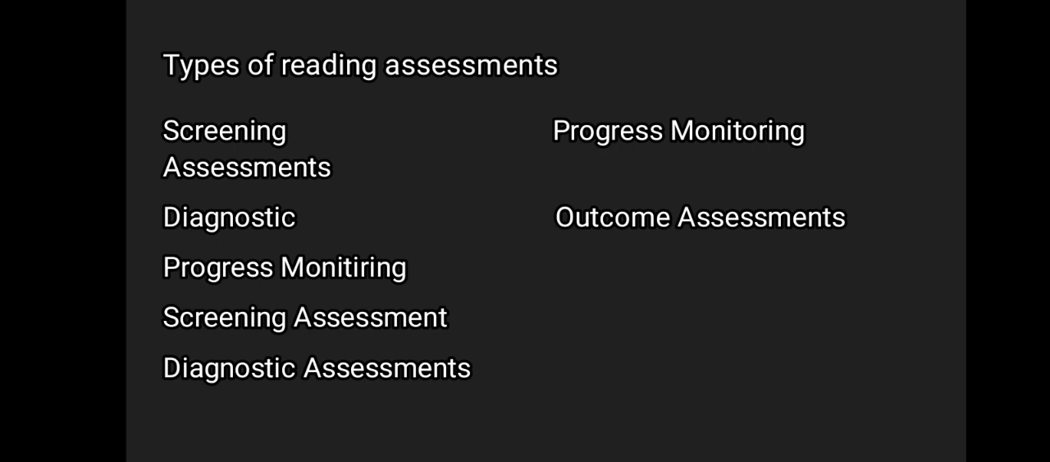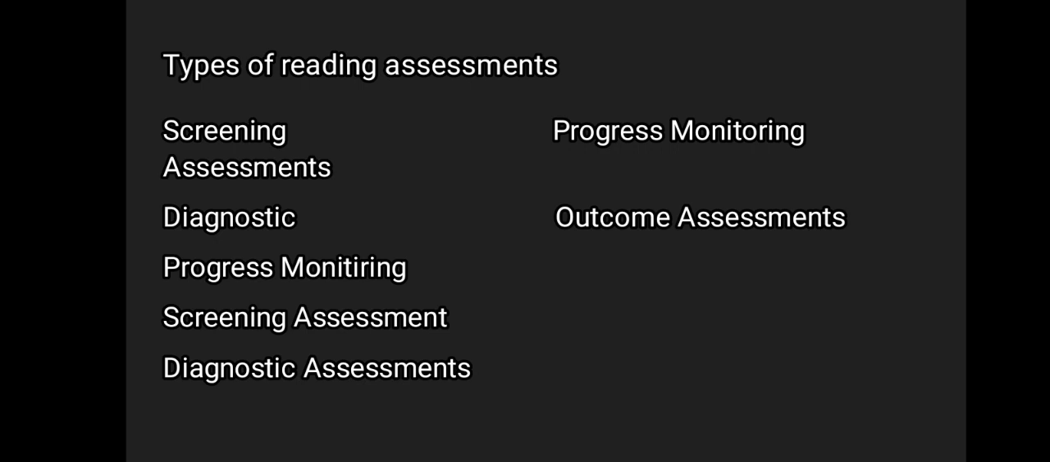Diagnostic helps teachers plan instruction by providing in-depth information about student skills and instructional needs. Number three is progress monitoring. Progress monitoring determines, through frequent measurement, if students are making adequate progress or need more intervention to achieve grade level reading outcomes. And number four is screening assessment.